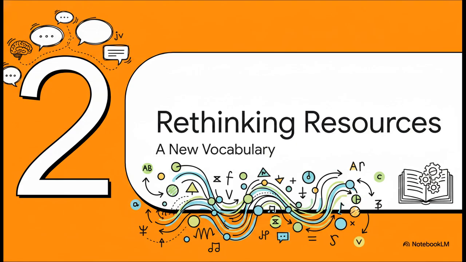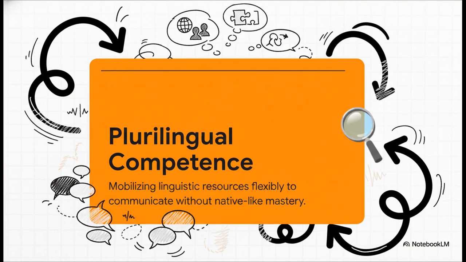Moving on to part 2, rethinking multilingual resources, where we need some new vocabulary. The Common European Framework of Reference for Languages radically shifts the focus away from what a student lacks and instead looks at what they can actually do. This brings us to plurilingual competence. This concept doesn't demand perfect, native-level fluency in 3 separate languages. Not at all. It's about having a dynamic toolkit.